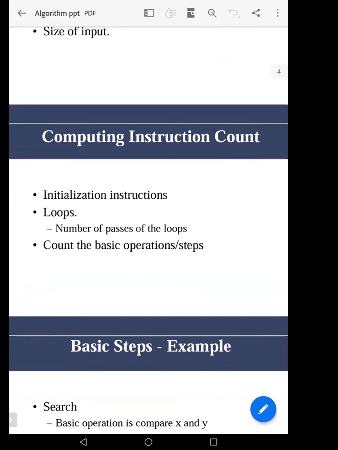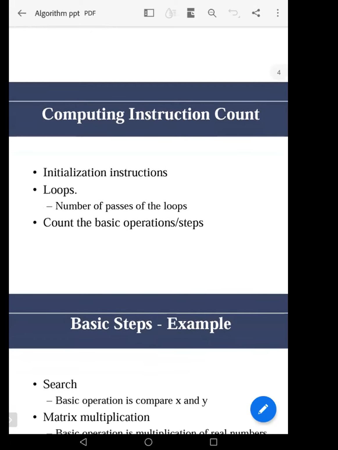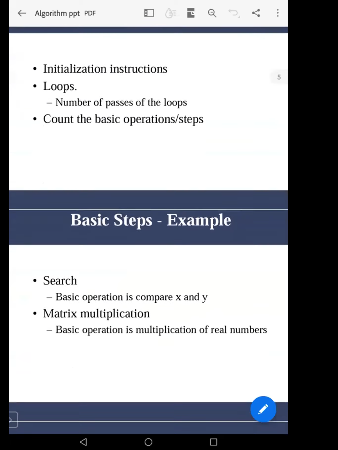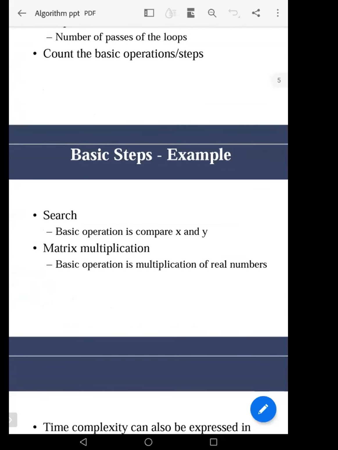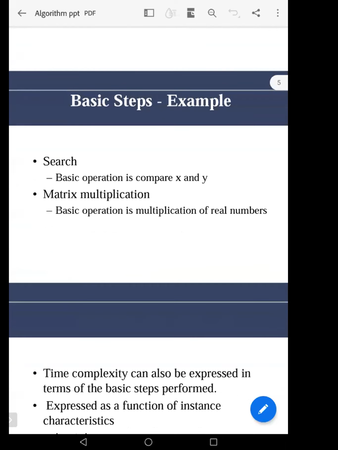If there is a single loop, normally the time complexity will be order of n. If there are two loops, it is order of n square. That is important. But how does it come, order of n or order of n square? There is a formula normally used to get order of n square, order of n, or order of n cube. For searching, the basic operation is comparing x and y. For matrix multiplication, there is a different time complexity.